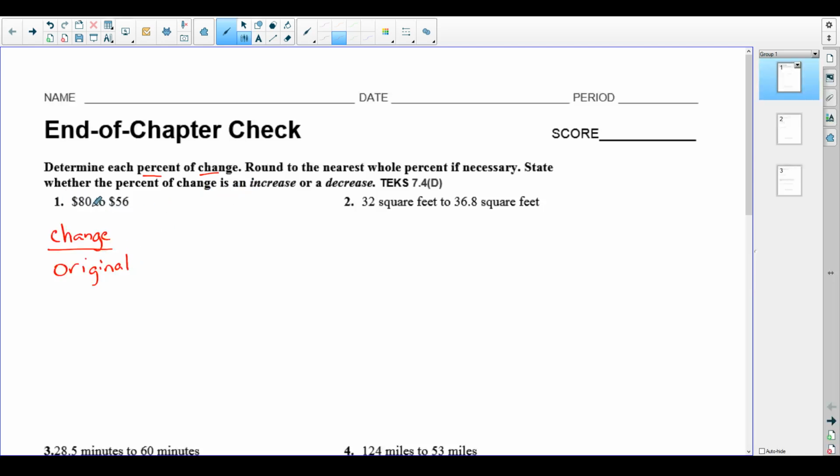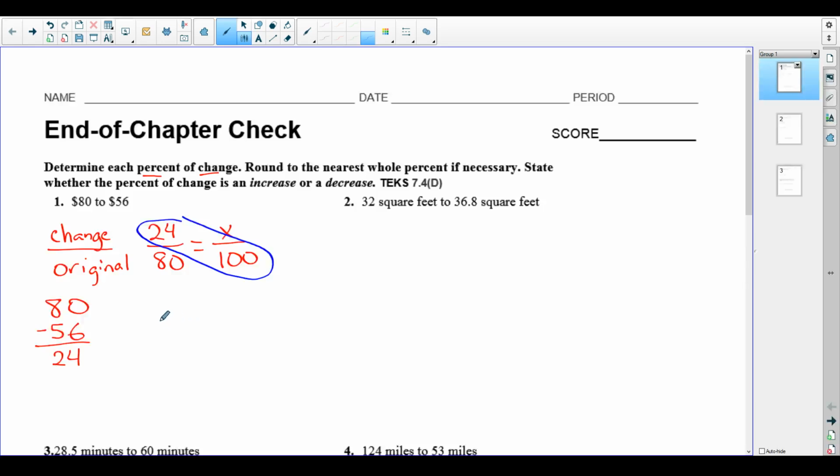What that means is we have to determine what the change is, so we're going to have to subtract one number from the other. 80 minus 56 is 24. So our amount of change is 24 compared to the original amount, which was 80. That's equal to some percent, solving for a percent out of 100. Once you have a proportion, we just cross multiply and divide.